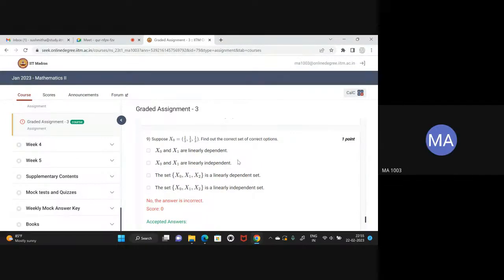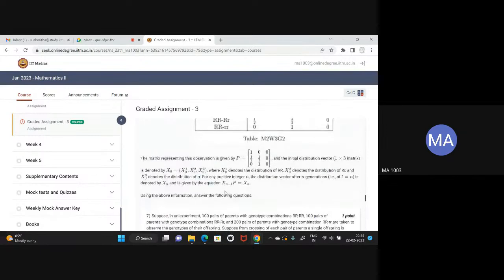See, here it's not given that you are using this and getting some vectors. We are using X naught. In the ninth question, X naught is given, and X1 will represent the next generation, X2 will represent the next generation. Because in the main question, it is given that X naught is the zeroth generation, X1 is the next generation, Xn is the nth generation. So the children of one generation are the parents of the next generation.